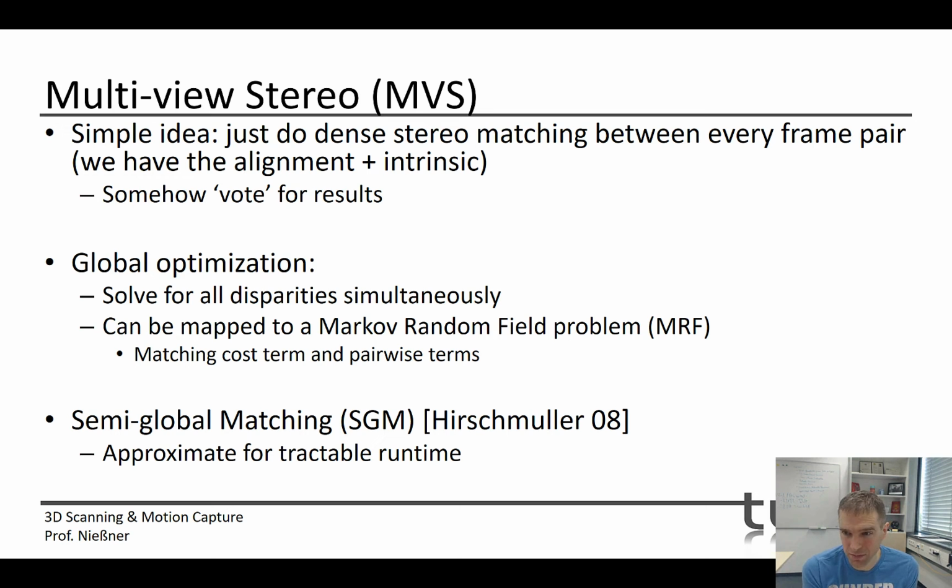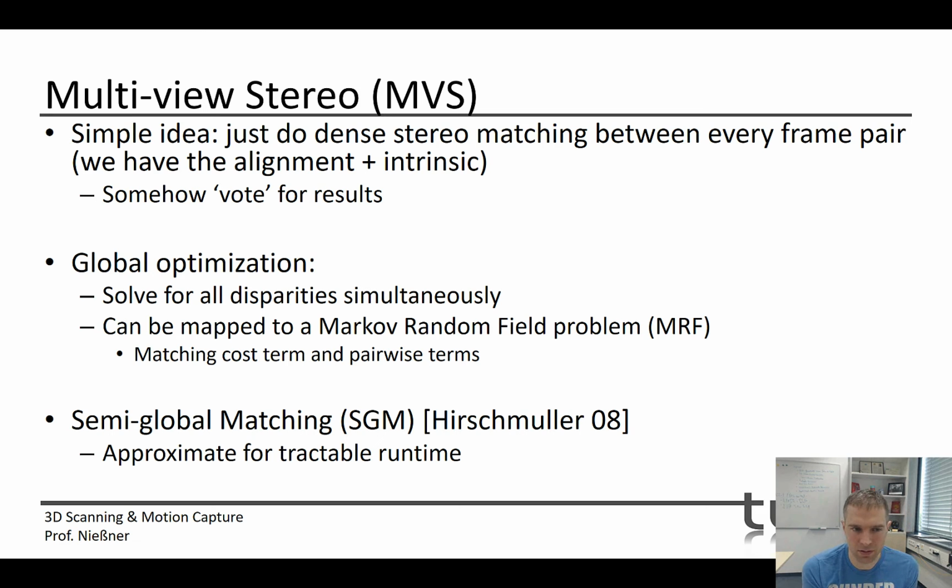We know how stereo matching works because we have the alignments, we have the intrinsics, and then you get a lot of noise out of it, but between this noise, you somehow vote for the results which you think are reliable and ideal. And often, people formulate this, instead of doing this in a pairwise fashion, they sometimes try to do this in a global fashion too. So they're solving for all disparities simultaneously.